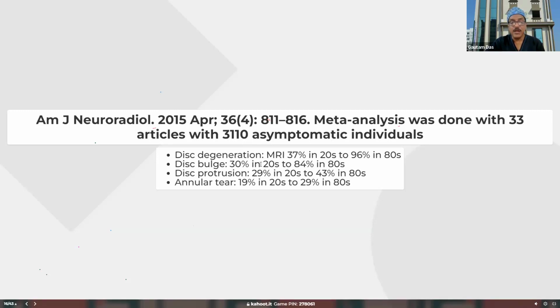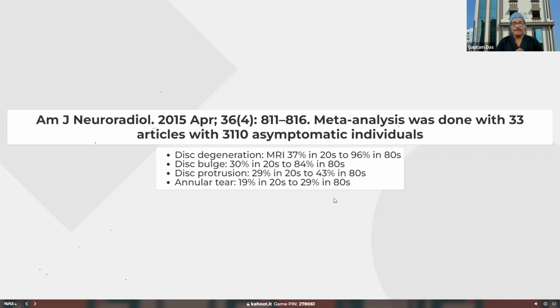Disc bulge, 30% in the 20s, gradually increasing to 84% in the 80s. Disc protrusion, 29% in the 20s and 43% in the 80s. Annular tear, 19% in the 20s and 29% in the 80s. So what should we learn from this data? That if we are making our decision based only on MRI, then we'll be making a mistake in 80% of situations.